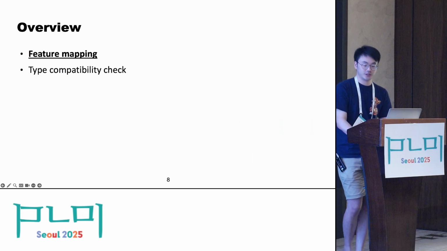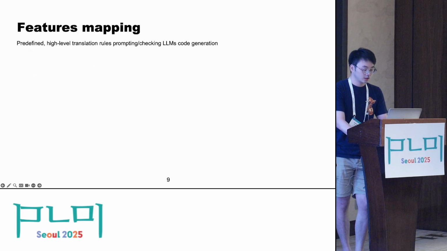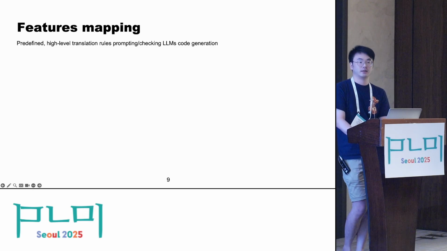Now I will go into details of our two techniques. The first technique, which we call feature mapping, comprises predefined high-level translation rules for prompting and checking the LLM's code generation.